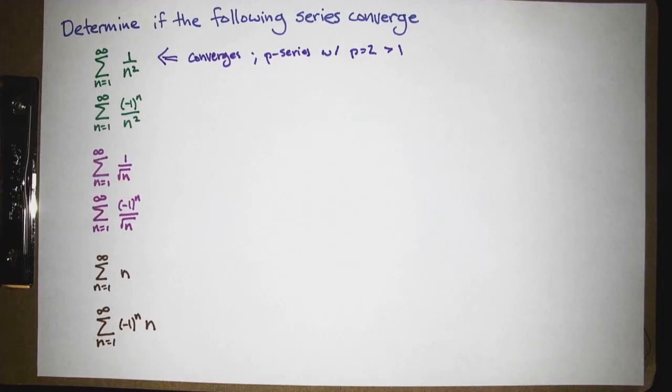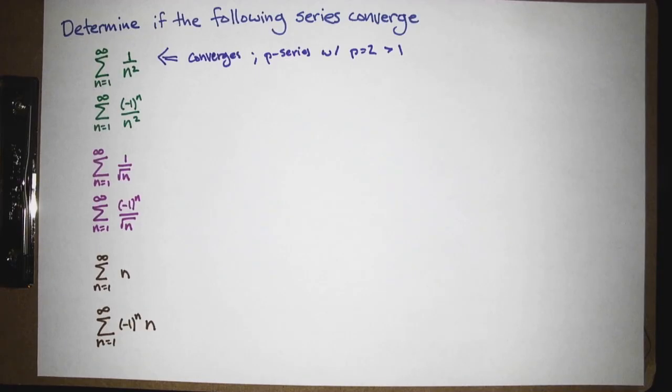Okay, the next sum, negative 1 to the n over n squared. This is not a p-series because of that negative 1 to the n. So we can't use the integral test on this series. Does this series converge, and how do we know?